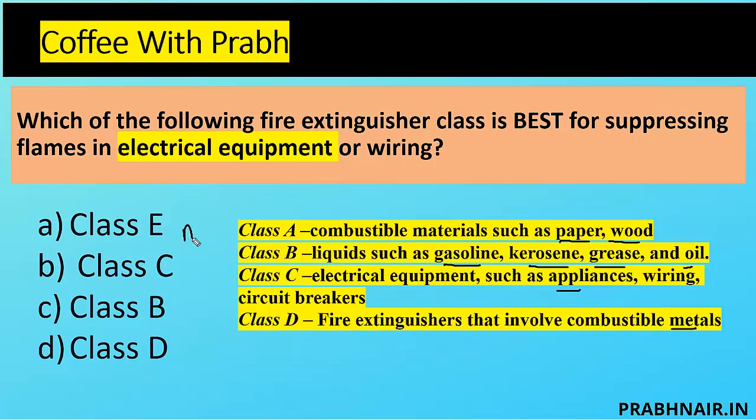How to remember? A for ash, B for boil, C for current, and D for dry or dilute. Definitely paper and wood, if burned, will be converted into ash. Gasoline and kerosene are liquids, which boil. C stands for current, which is equipment, and D stands for dry, which is basically dry metals. Here the question was specifically talking about electrical equipment, and that is why I want to go with the answer B for beta. So let's move to the next coffee shot.